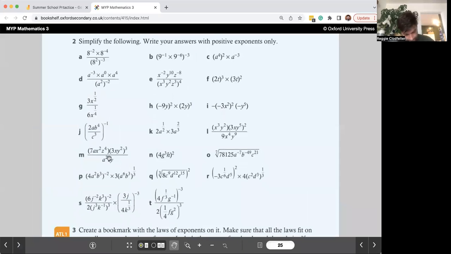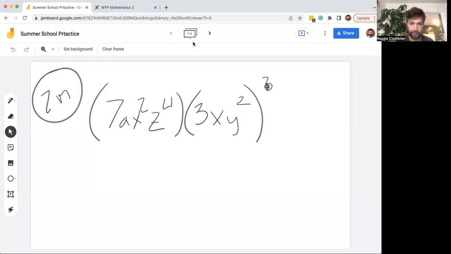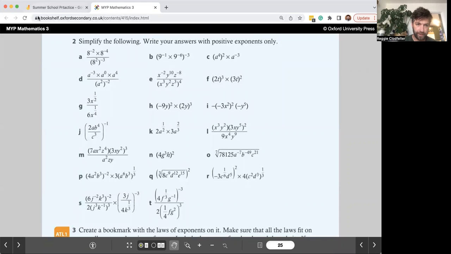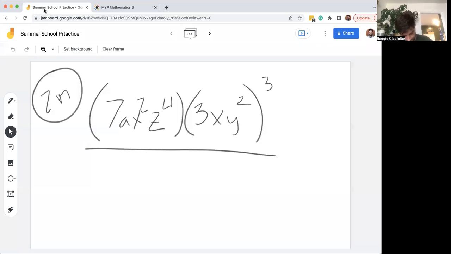Now, m: 7ax squared z to the 4th, multiplied by 3xy to the 2nd, cubed. Okay, so this is going to work exactly like the last problem. Oh, and it's divided by something. Divided by a squared zy. I don't know why they flipped the order of y and z, but whatever.